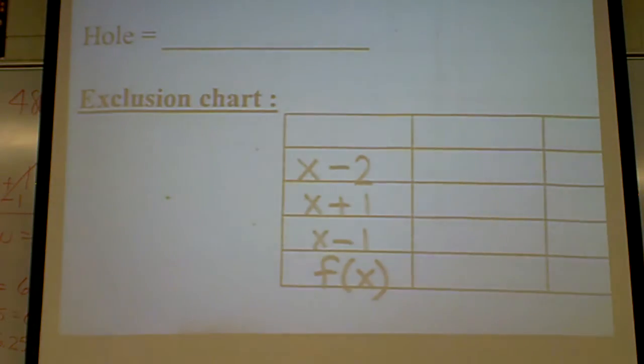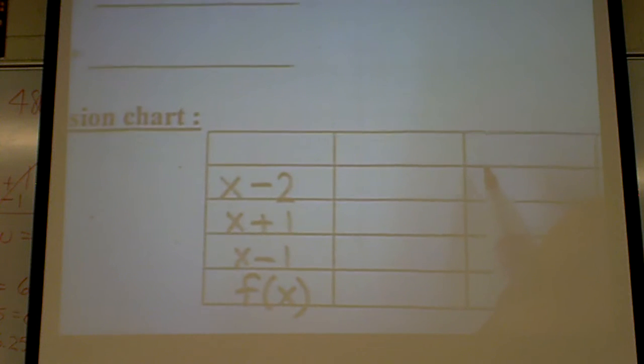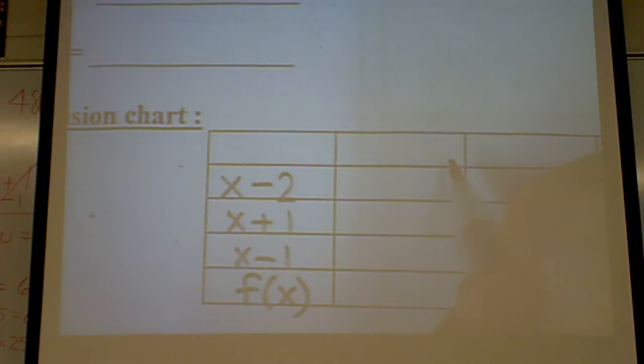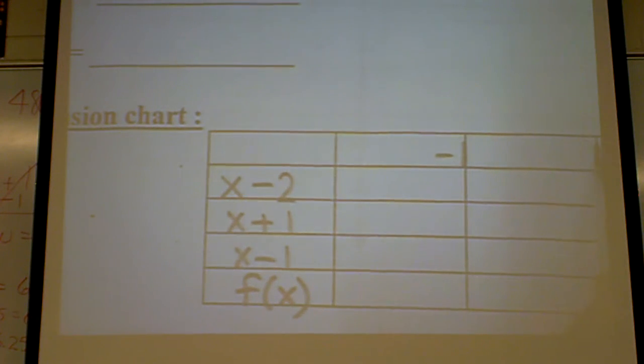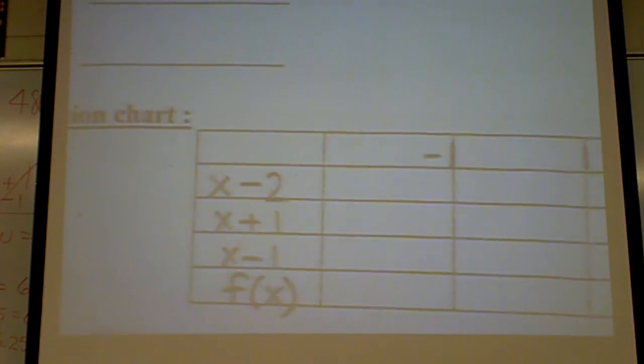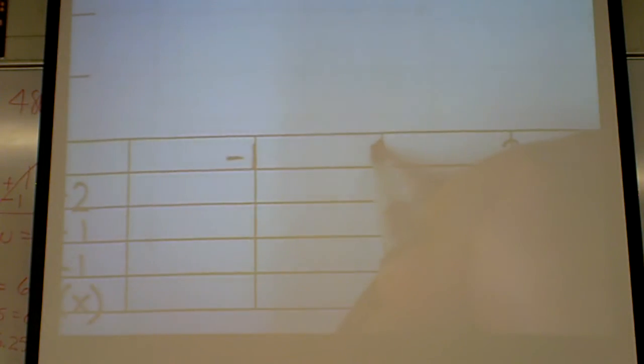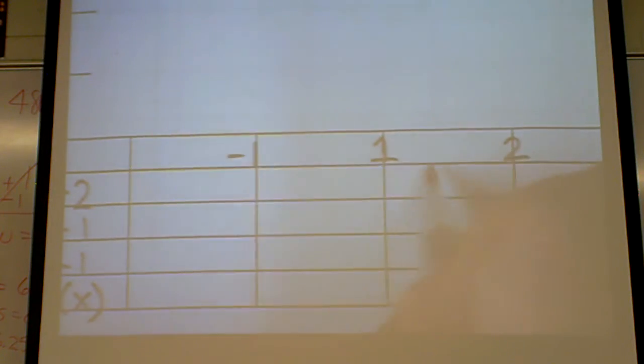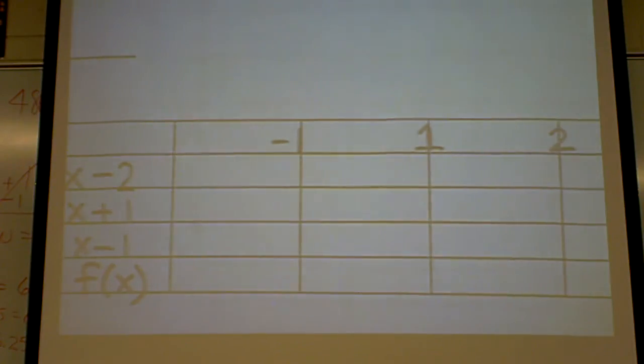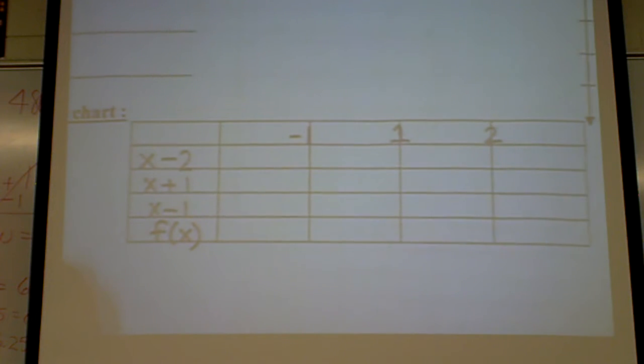It's where you count. So now, right here, you're going to order them. Why should I put -1 here, and why should I put 1 here, and why should I put 2 here? Timeline. Because you want to order them, because when you do your exclusion chart, you understand if it's positive or negative. Isn't it x minus 2?